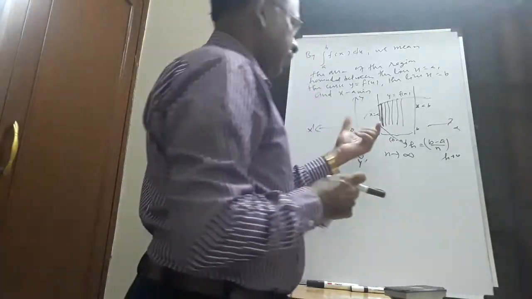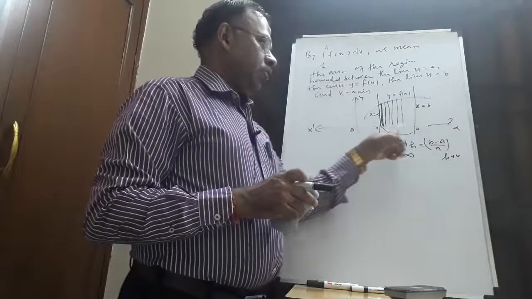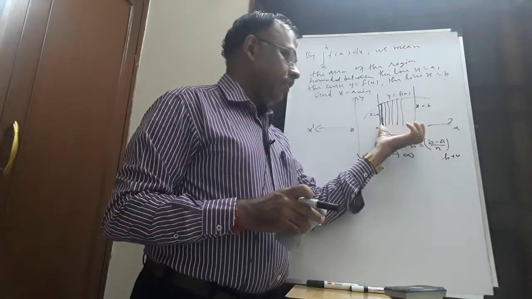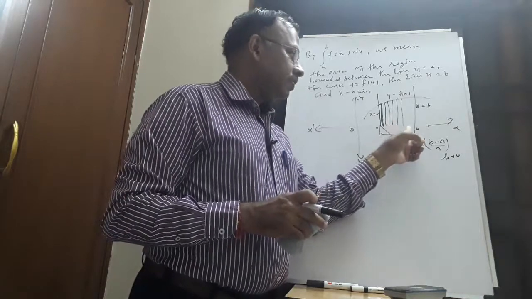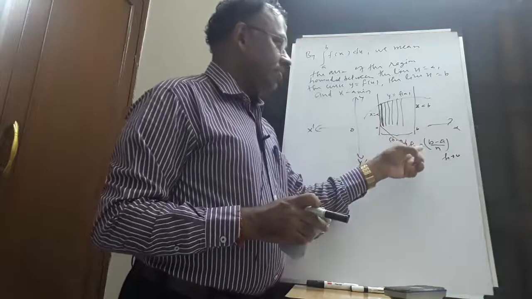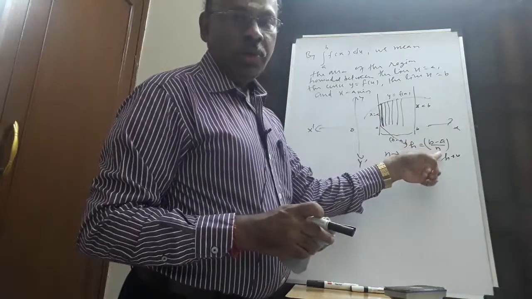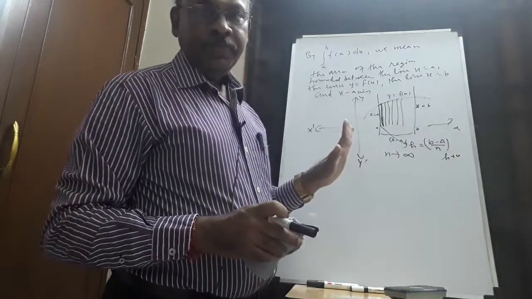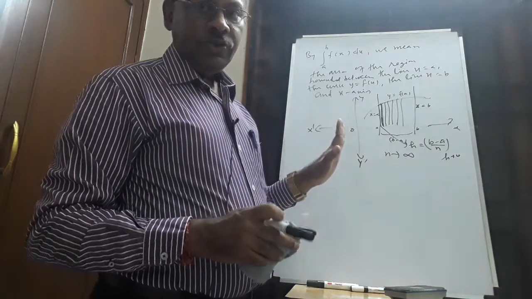I repeat, this point is a comma 0, this point is b comma 0. Therefore, this width is nothing but b minus a. This portion b minus a is divided into n equal parts, each of width h is equal to b minus a by n. I think it's clear to you.